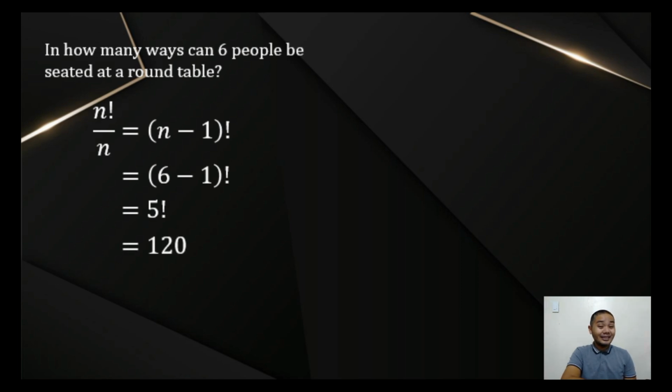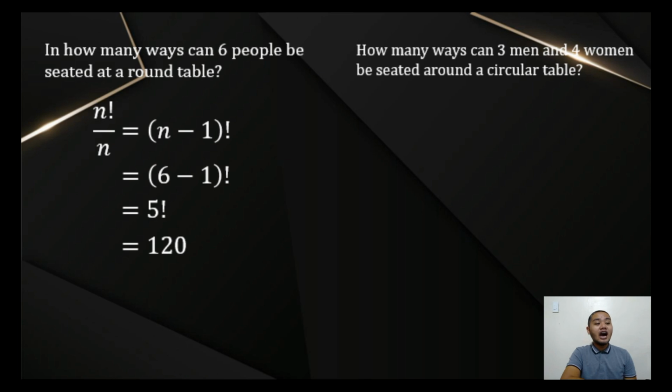Napakadali. Tama? Madaling-madali lang ang permutation. Next, last question tayo. So, we have here, how many ways can 3 men and 4 women be seated around a circular table? Yung value ng n mo dito, 7, kasi wala naman restriction dito. Kumbaga, i-arrange lang natin yung 3 lalaki at saka 4 na babae. So, in that case, yung value ng n natin is 7.